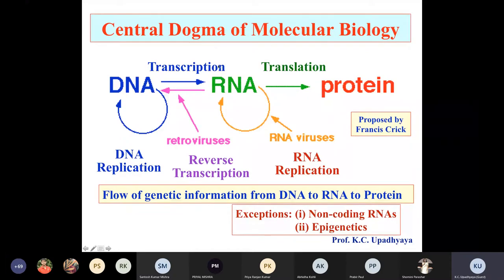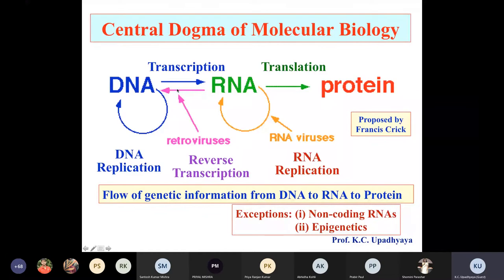So in the process from DNA to RNA, you already know, that is transcription. And the language is still RNA, ribonucleotides. Then the language of ribonucleotides is translated into the language of amino acids, the protein. That is the process called translation, which you must have studied.